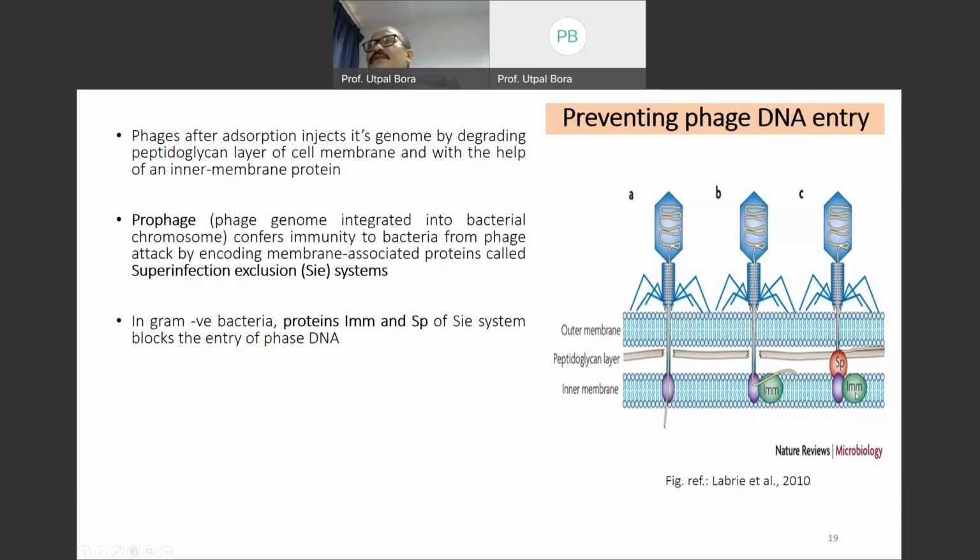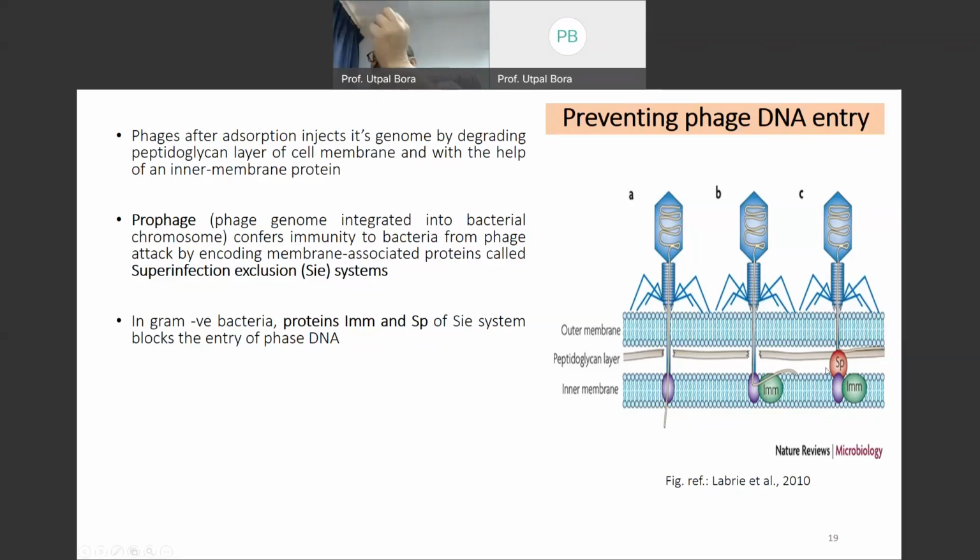So you can see here in this picture, this SP and IMM are there in the inner membrane. In their absence, in the first case, there is no IMM or SP, and you can see the nucleic acid is getting injected. It is going beyond the inner membrane. But in case B, where you see there is an IMM, the nucleic acid cannot pass beyond the inner membrane. It can pass the outer membrane, it can pass the peptidoglycan layer.